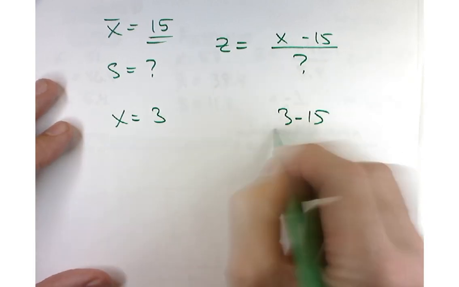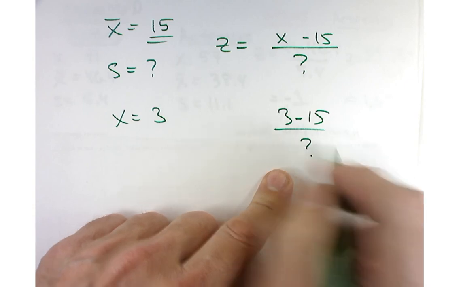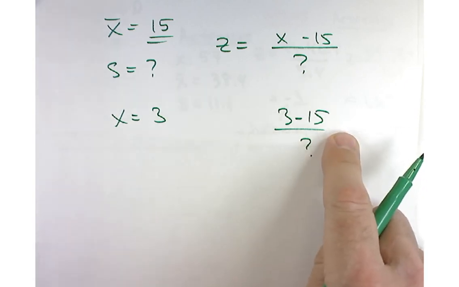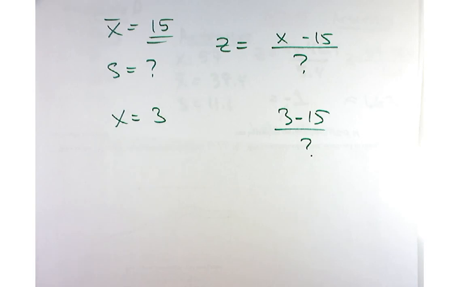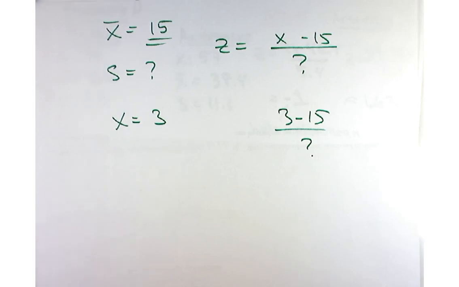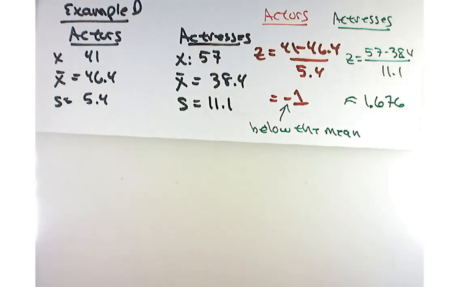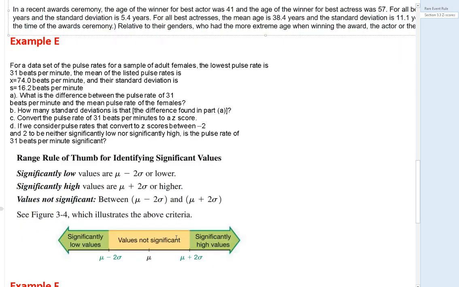3 minus 15. Standard deviation is always positive, so you're going to get a negative z-score if you did this calculation. And the thing that I want to impress upon you is that a negative z-score simply means you're below the mean as opposed to being above the mean. So it's a measure of position and how far away from the mean you are.